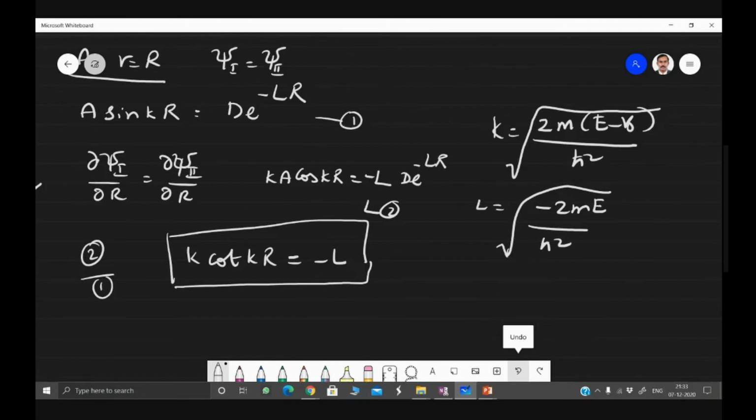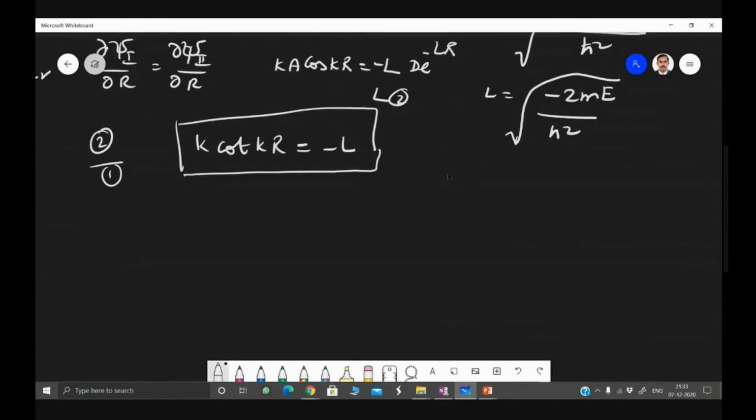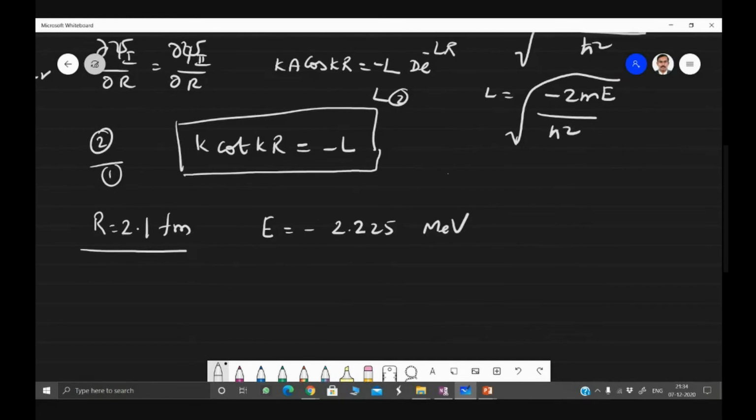Okay, so we have the expression satisfying the continuity of the wave function in both region 1 and 2 as K cot KR is equal to minus L, and the respective expressions for K and L are given here in the square root terms. And as we have mentioned, the experimentally measured radius of the deuteron is of the order of about 2.1 Fermi, and the measured binding energy is 2.225, let us say 2.224 or 2.225 MeV.